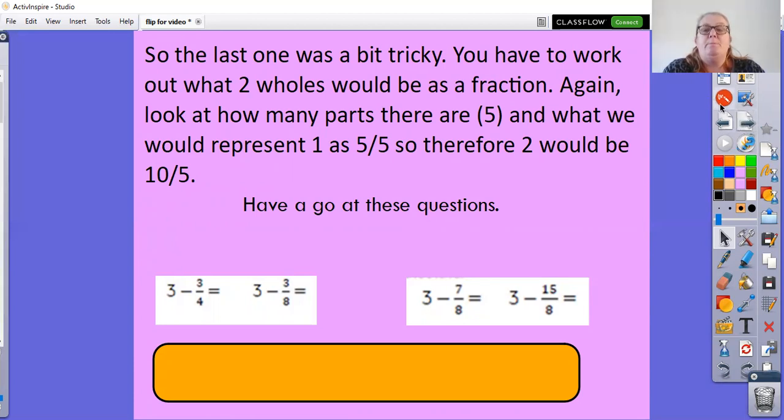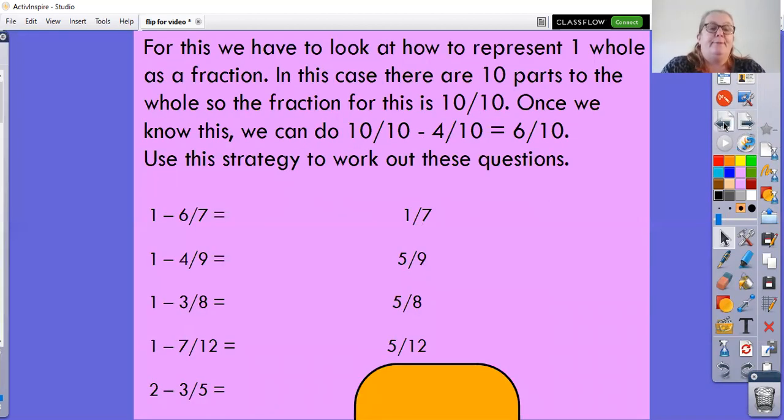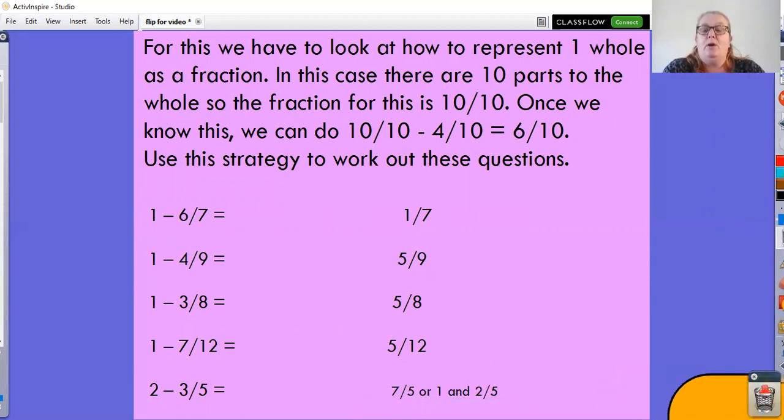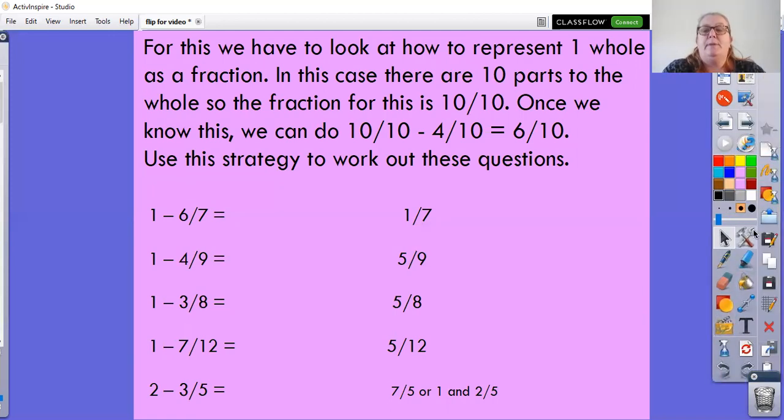Okay, so if we go back to our question, we have 10/5 take away 3/5. 10 take away 3 is 7. So 7/5 would be your answer. But you could also represent that as 1 whole and 2/5, because within 7/5, you've got 1 whole, 5/5, and 2/5 left over. Either way would be a correct answer.